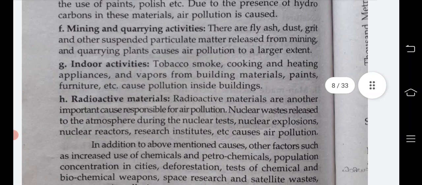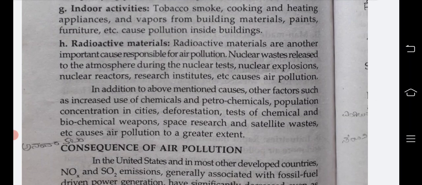Indoor activities, tobacco smoking, cooking, heating appliances, all these also cause it. Fridges, all this actually causes air pollution. Radioactive materials are another important cause responsible for air pollution. Nuclear waste is released into the atmosphere. All the nuclear reactors and plants are another source of pollution. In addition to the above mentioned causes, other factors such as increased use of chemicals and petrochemicals, population concentration in cities, and deforestation are all important causes of pollution.